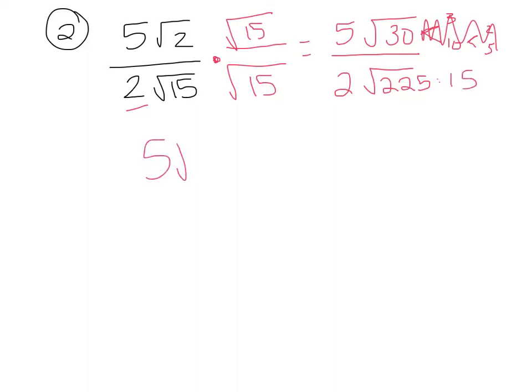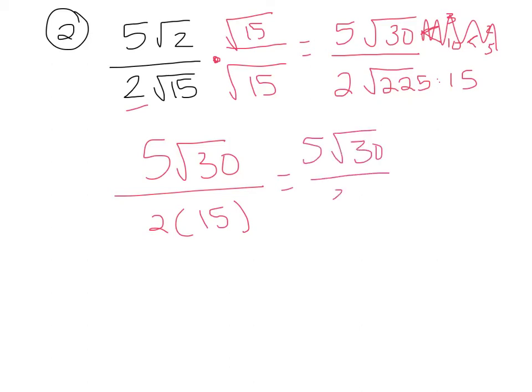So you have 5 square root of 30 on top. On the bottom you have 2 times 15, so you have 30 on the bottom. Now if you look, this 30 right here cannot be simplified with this 30 because this one's in the square root. But this 5 and 30 can simplify, so we can divide top and bottom by 5, and you get the square root of 30 over 6. Okay, so just make sure you're always simplifying.